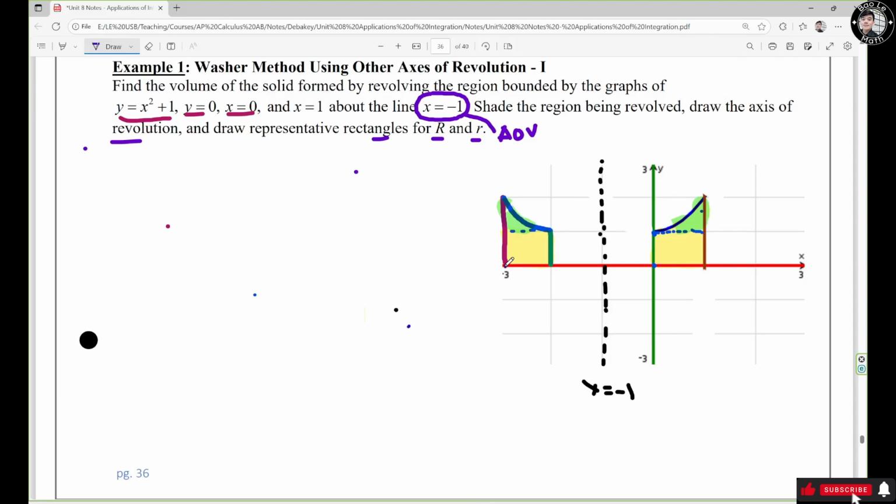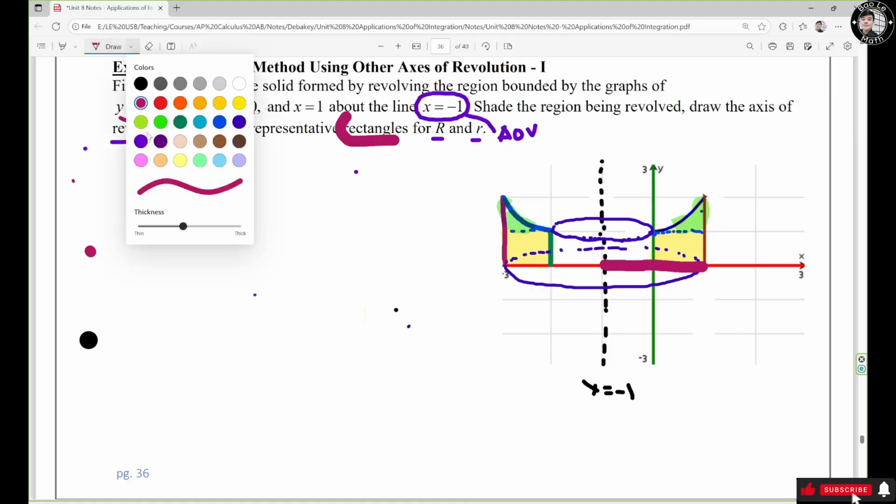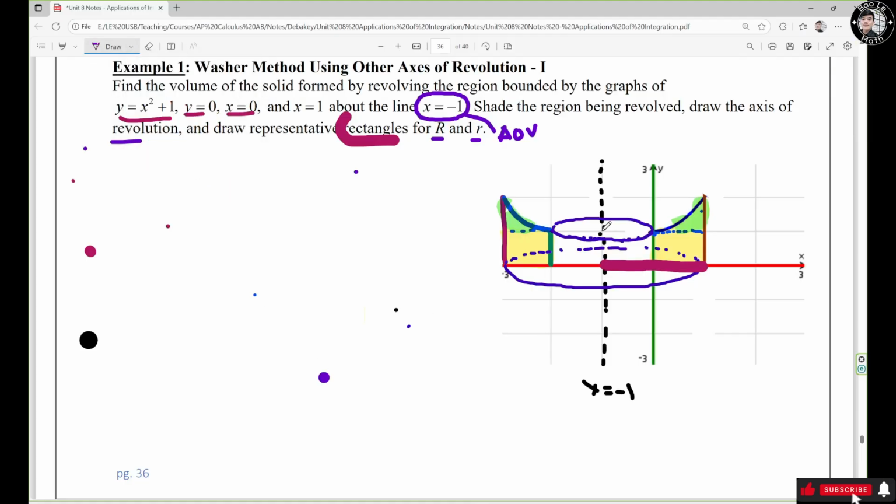Now the bigger circle for the radius is going to be the bottom one right here, and the smaller circle is going to be right here. Now we need to get the rectangles right here. So the bigger rectangle is going to be from here to here, and the smaller rectangle is going to be from here to here, right? Volume of the solid is V1 plus V2, right? V1 is the yellow one right here. V2 is the green one right here, right?